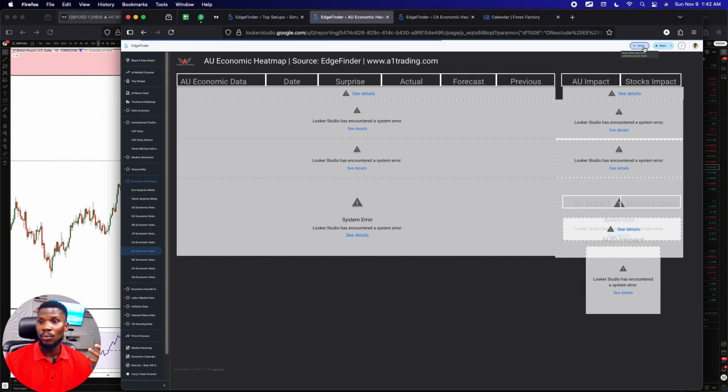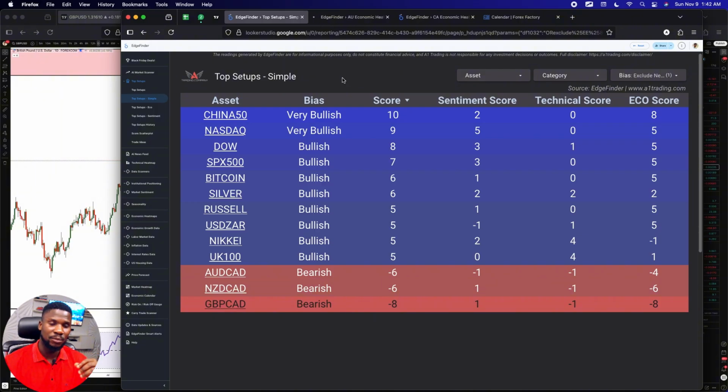This is not loading. I don't know why, but it's not loading. Let's give it another crack. Okay, let's take another crack at it. If it makes sense, we're going to take a look at it again. If it doesn't, we're just going to move forward away from Australia to the economic heat map.